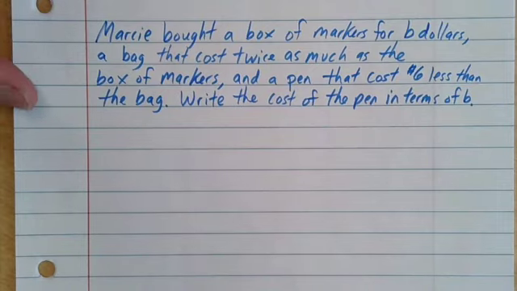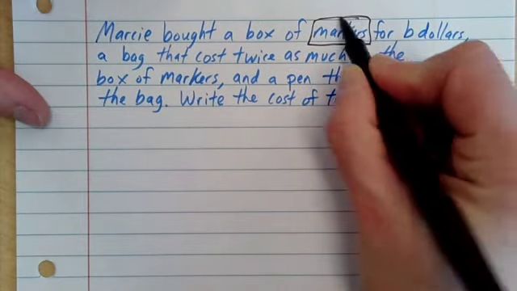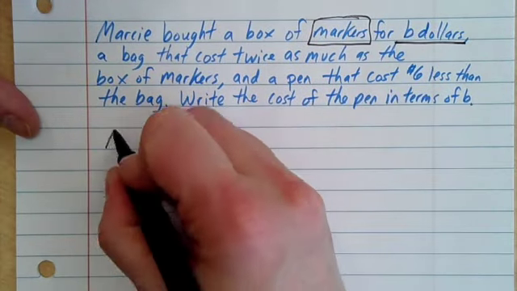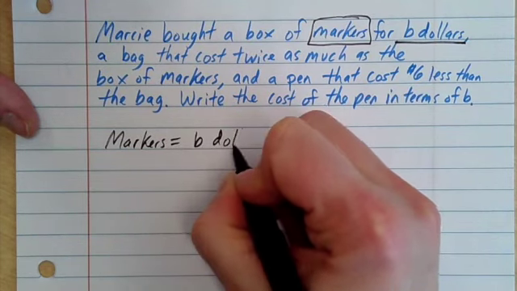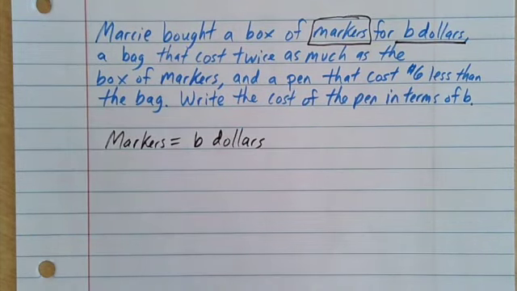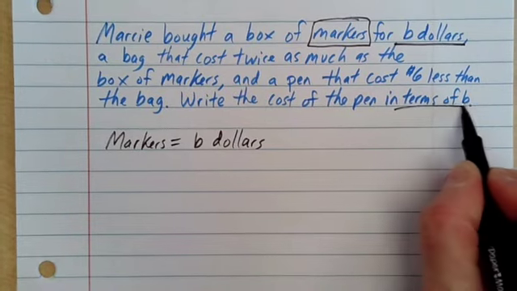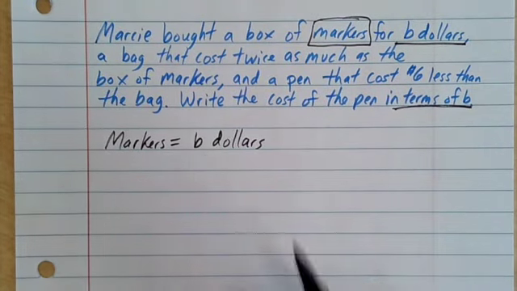So we had a box of markers, and that was $B. So let's write that down. Markers is going to equal $B. We don't know what that is, and that bothers you because you want to know, but you don't. You just know it's $B because it's in terms of B. That's how we have to write it, using the variable B.